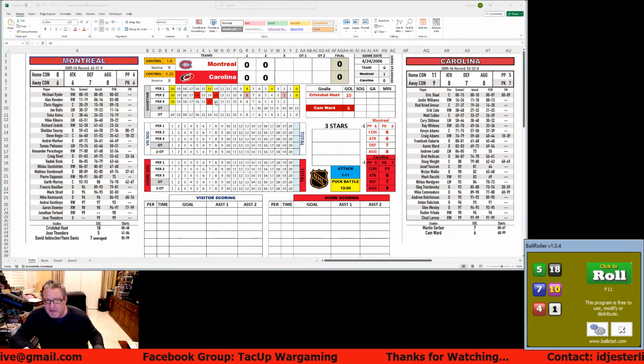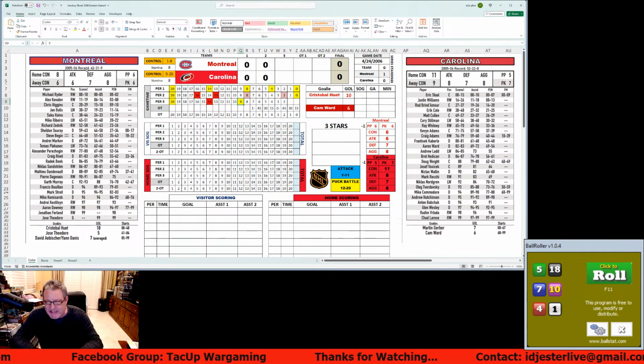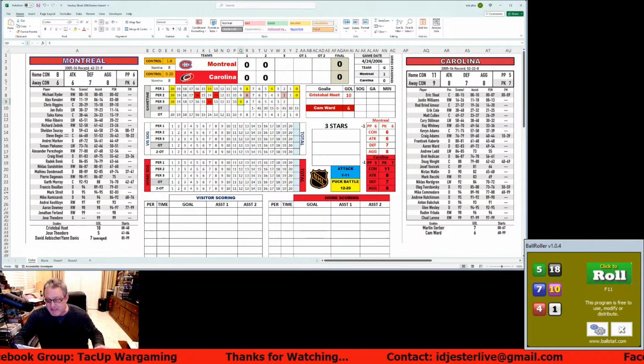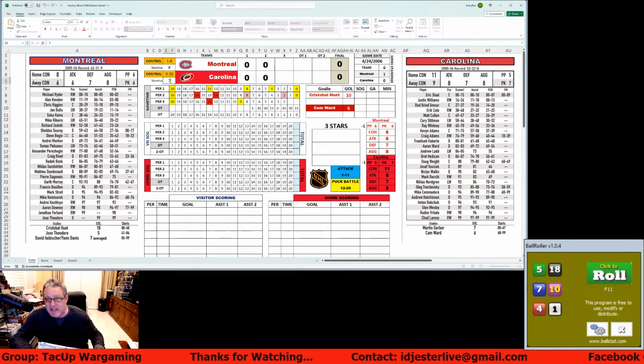5 more minutes off the clock. 1, 2, 3, 4, 5. That's 9 minutes to go. 18 means it's a puck battle. 41 in the third period. 41, a minor penalty on the visiting team. The home team takes one hit, though. So they're down to 7, but it's a penalty.